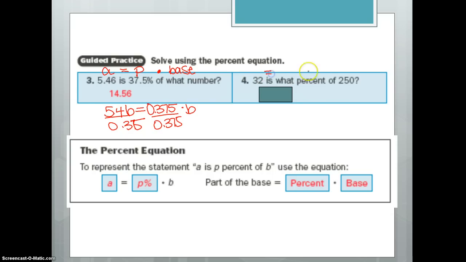Here's the word is, here's the word of. After of is your base. You have your percent that you don't know, and A is 32. Set up number 4. 32 equals, you don't know percent, times 250. This time I want to divide by 250.